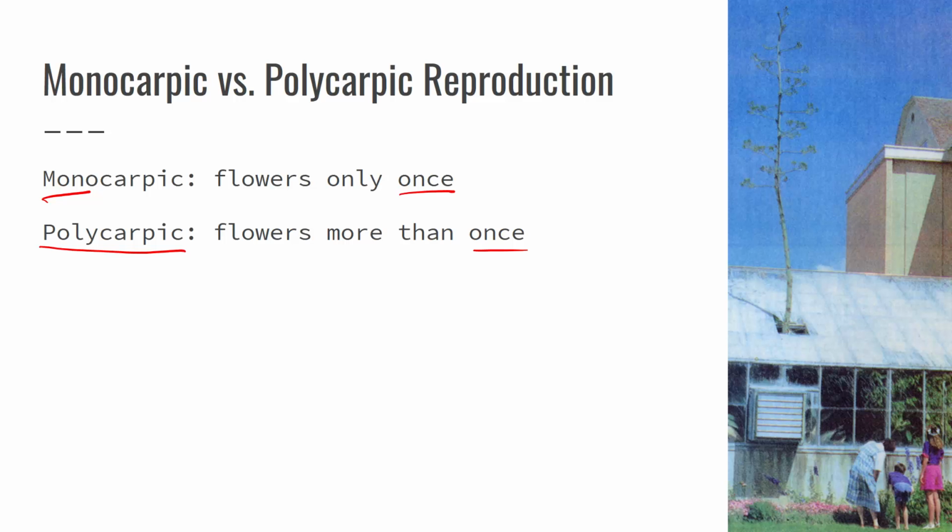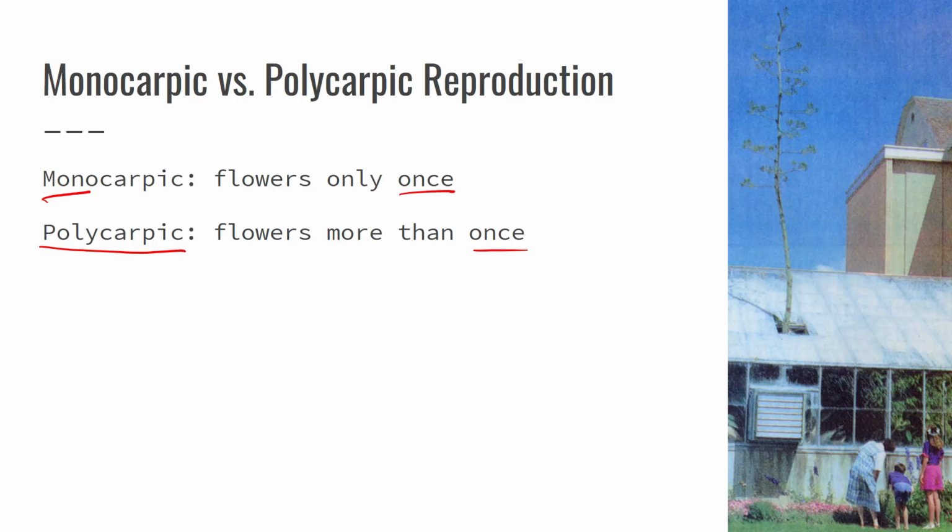Even if it's only a plant that lives 1 year, maybe it flowers a couple times in a year. I don't know of any examples that do that. I think that would be a waste of energy, but even if it only lived 2 years and it flowered each year, then it's now polycarpic, right? It flowered more than once. Got it?